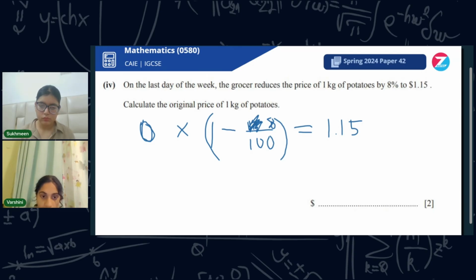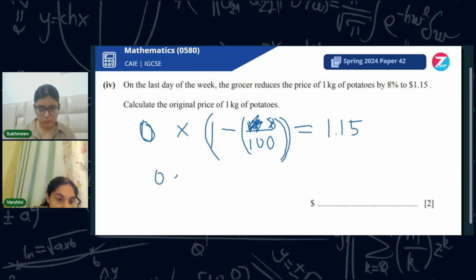Let's calculate this. So just put this into your calculator. 1 minus, and over here this is in brackets. So 1 minus 8 divided by 100, and you should get 0.92. So we know O into 0.92 is giving us 1.15.